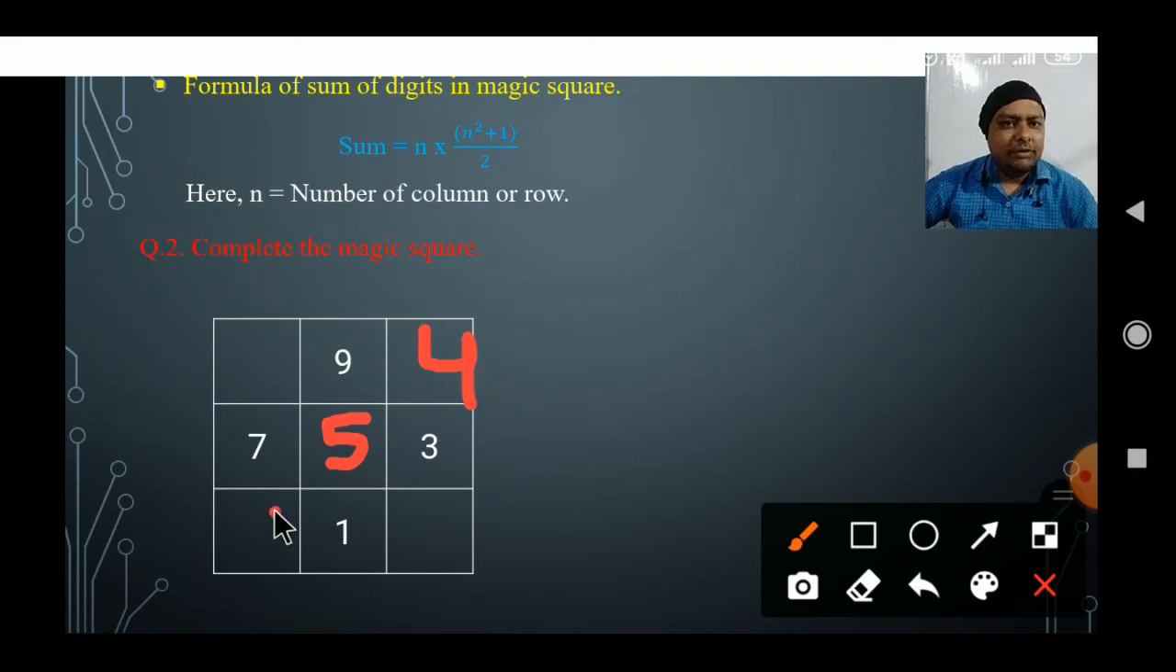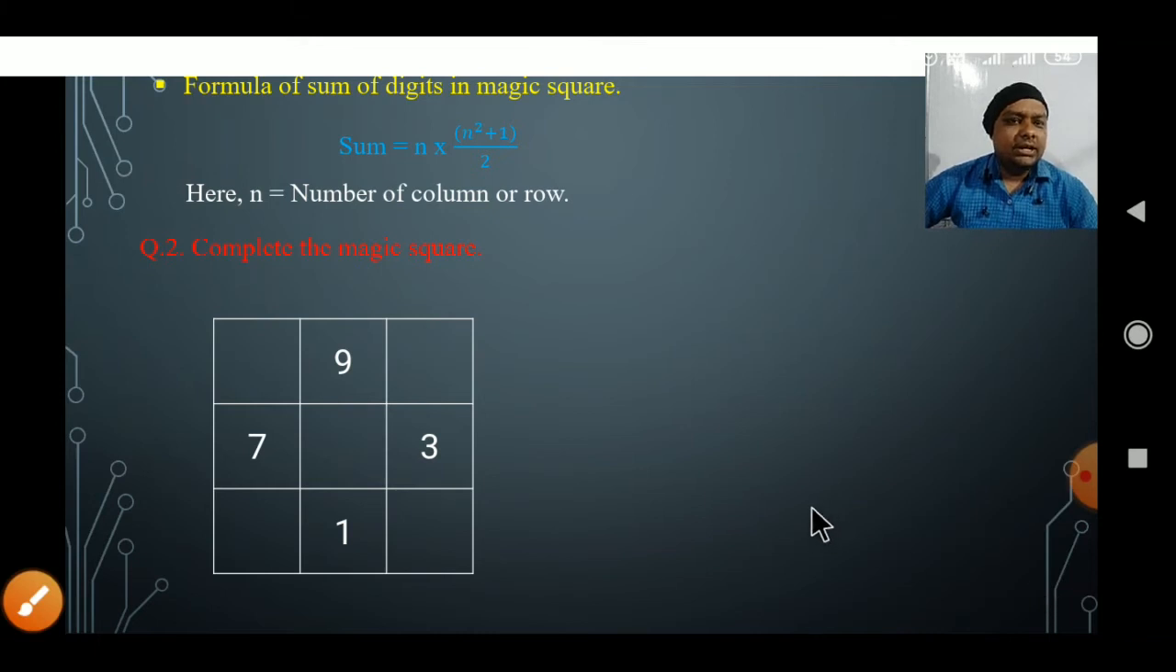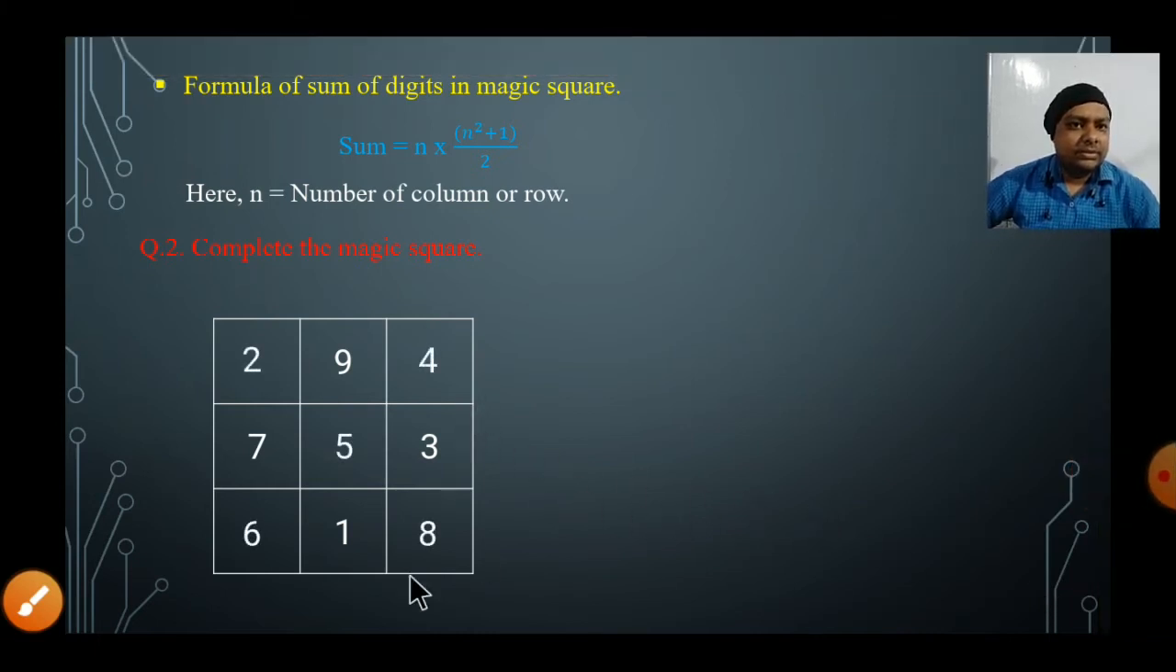And here we have to put the value 6. Now 7 plus 6, 13. Then here we can put the value 2. Then 2 plus 5, 7. Then here it should be 8. Now we have completed the magic square. So we can see that now the magic square has completed.